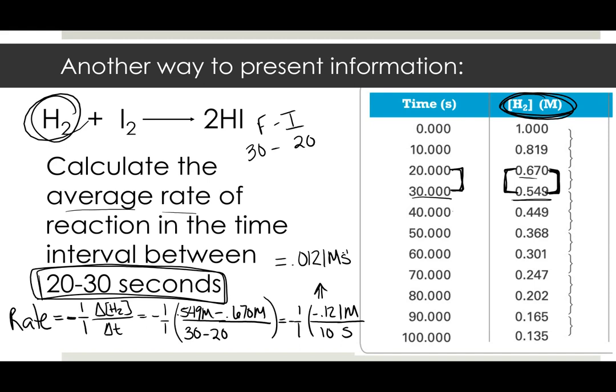So that's an introduction to rate, an introduction to how we would calculate the average rate of the reaction. The next thing that we're going to do is just take this one step further and watch concentration change in a slightly different way.